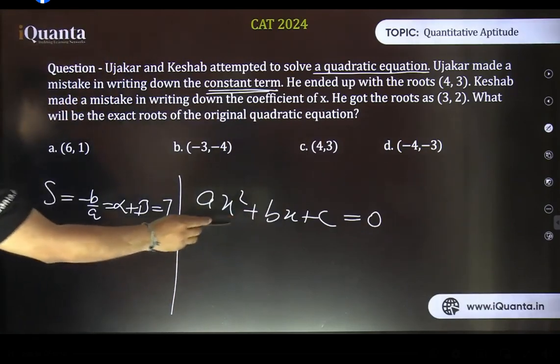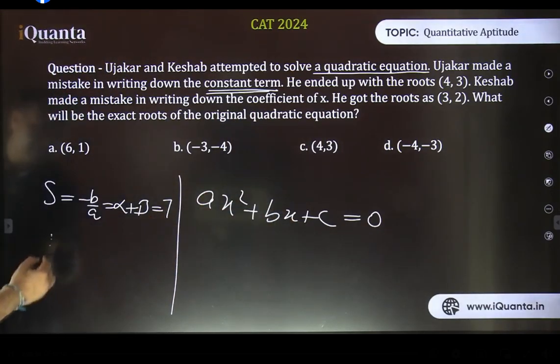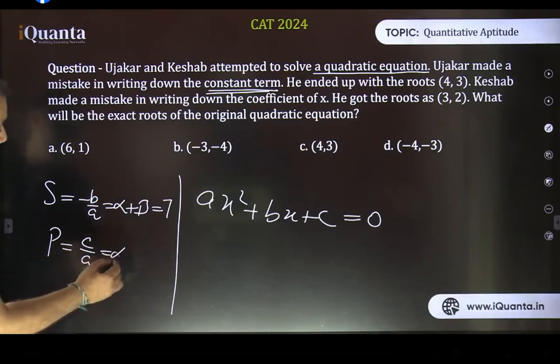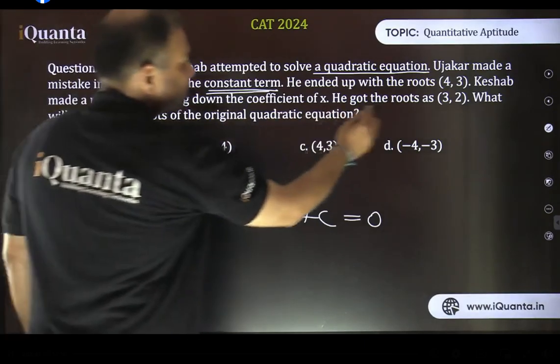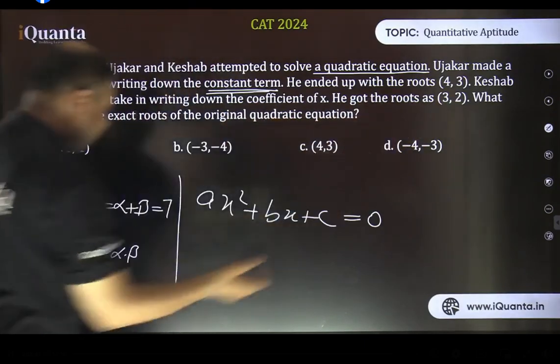Similarly, Keshav, the second person, made a mistake in writing down the coefficient of x. So coefficient of x, that means he has written b wrongly, but c and a he has written perfectly. So product of the roots, which is c by a, he must have got perfectly. So what are the roots obtained by him? So roots are 3 and 2. So product must be 3 into 2, 6 only.